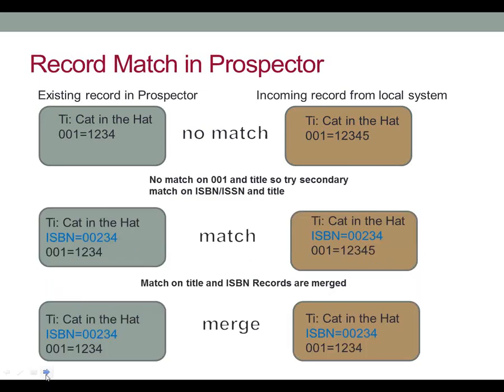This next screen shows again the existing record in Prospector, but this time the 001 is different. So before it says they don't match, it's going to try one more time with the ISBN and the title. In this case, the ISBN and the title are the same, so it treats it as the same record and merges the two.